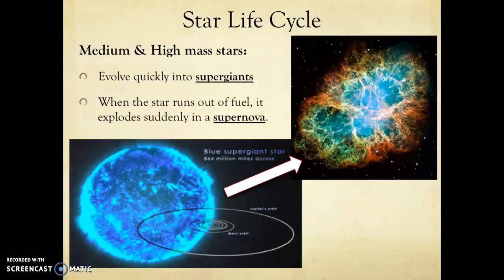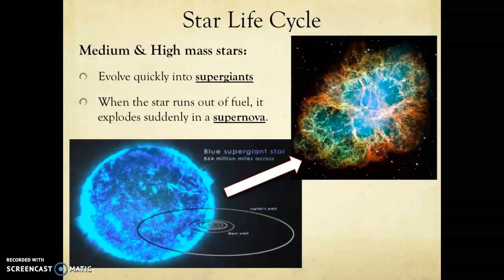And actually, in the picture below, you can see a blue giant star. And if you notice, it says that it's 864 million miles across. And there's a diagram of our solar system, and that large oval you see is actually Jupiter's orbit. So this supergiant star is almost as big as Jupiter's orbit, which is absolutely huge.